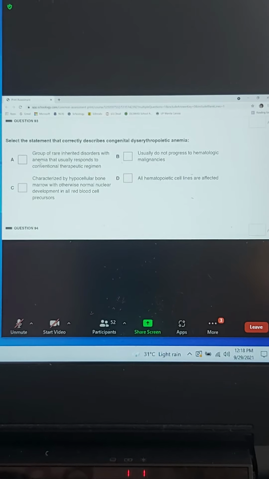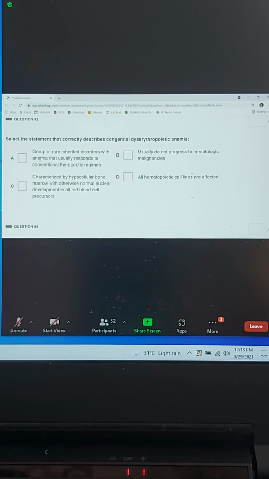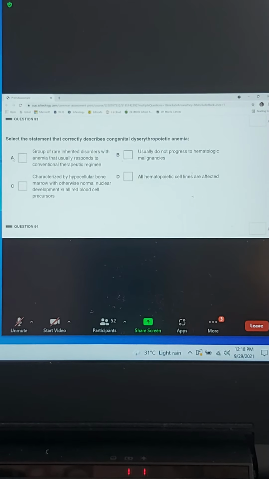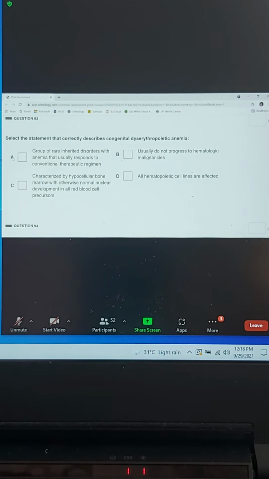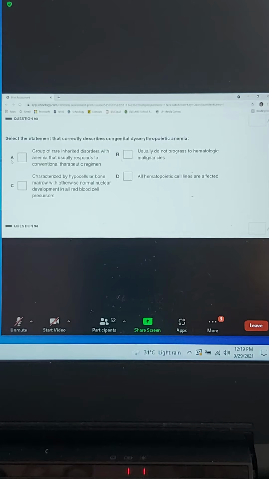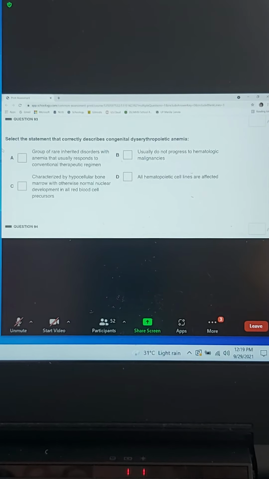Correct ba itong letter A? Hindi po. Hindi siya correct. Kasi di ba, ang CDA, it's characterized by refractory anemia. So, ang refractory anemia, class, tandaan nyo, these are anemia that does not respond to conventional therapeutic regimen.